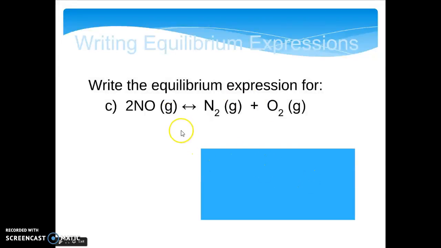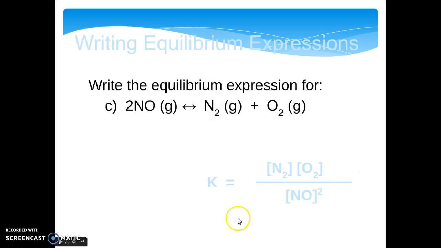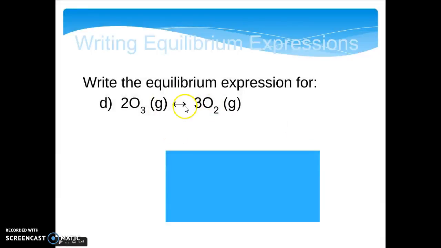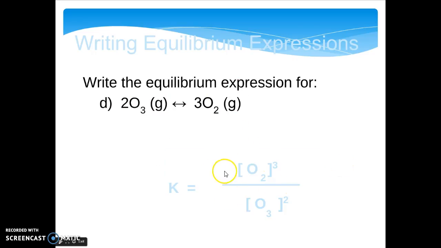All right, for this next one, take a look. Notice they're all gas, so our oxygen and nitrogen will be on top of our NO. This one will be raised to the second power. And there we go. We see this is our K expression. Let's do another one. So we see that we have 3 O2 as a product, and it's gas, so it'll be on top of our O3 raised to the second power as a gas on the bottom. And again, here's our K expression.